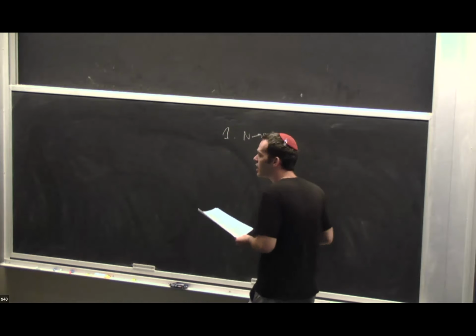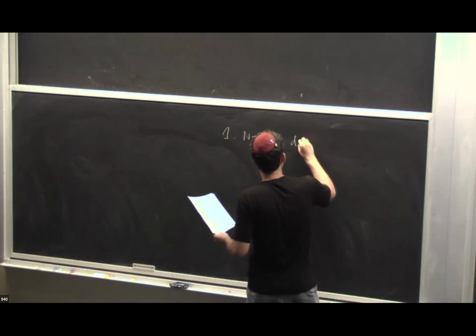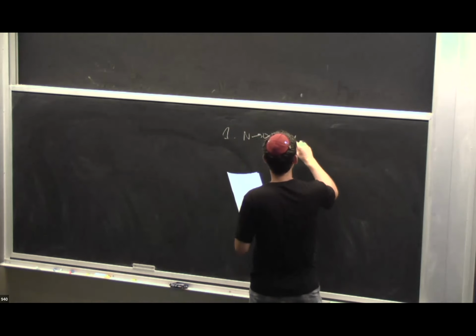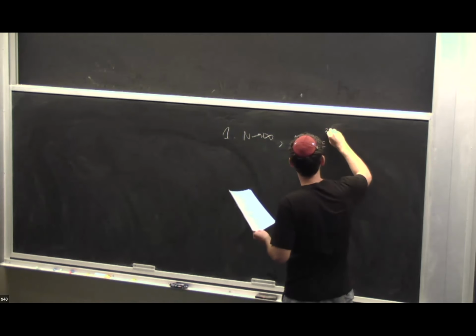There's a related non-rigorous method, which is called the epsilon expansion, where basically you fix the space-time dimension to be 4 minus epsilon, and say your goal is to study the 3D Ising model.